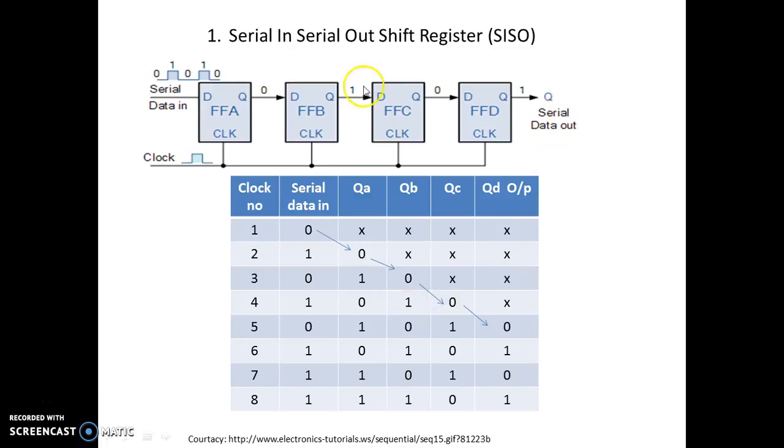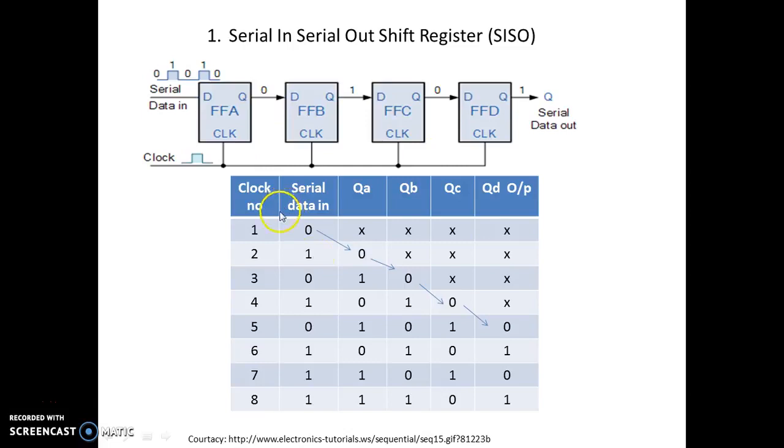This is the logic diagram for a 4-bit shift register where 4 flip-flops are connected in series. The output of one flip-flop goes to the input of the next flip-flop, and so on and so forth. And the final output is taken from the last flip-flop, and the input is given to the first flip-flop's input, and a common clock is given.